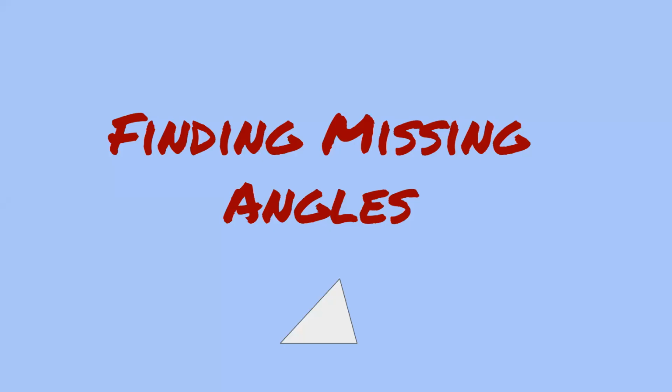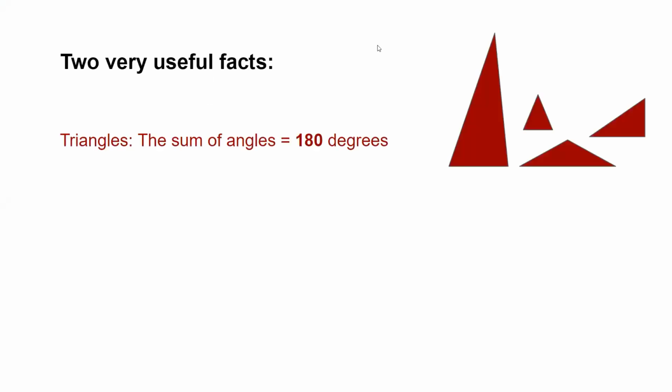In this video, we're going to review various methods you can use to find the missing angles in triangles and four-sided shapes. So, two very important facts that we need to keep in mind as we solve these problems. The first is that the sum of all three angles in a triangle will always equal 180 degrees. That means if we know two of the angles, we can find the third through subtraction.